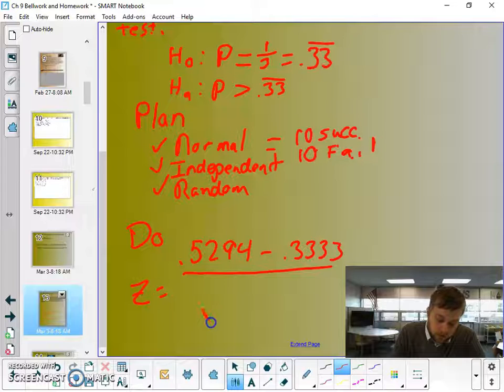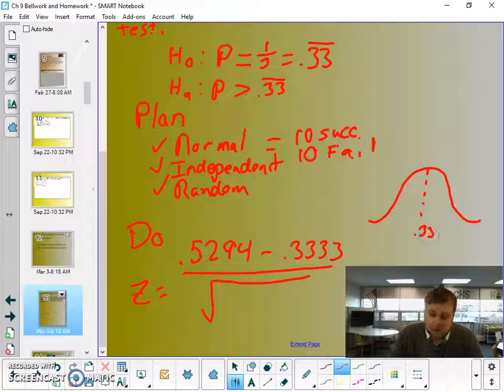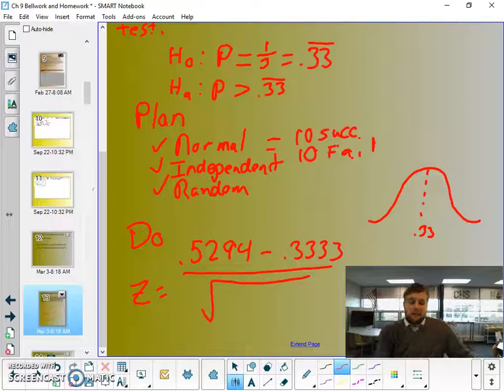Now, here's the tricky part. I'm going to draw a little normal curve over here. The center of my normal curve, I'm assuming, is 0.33, correct? So which probability am I putting in for my standard deviation? Am I putting in the 0.52 or am I putting in the 0.33?